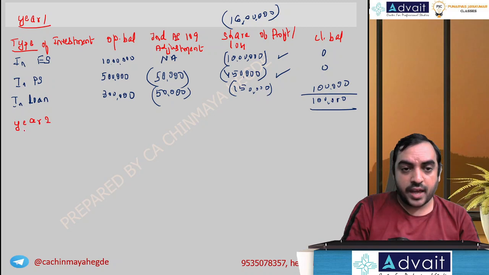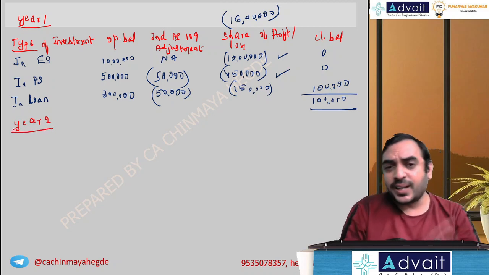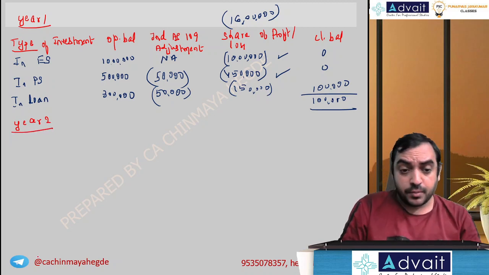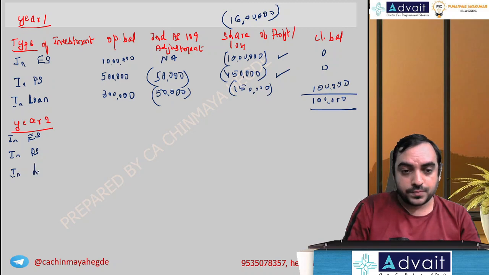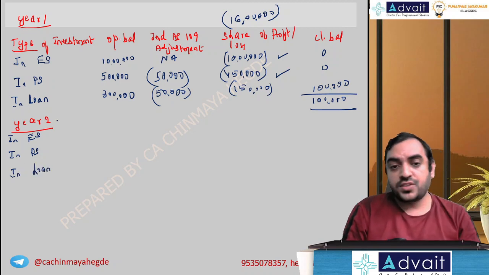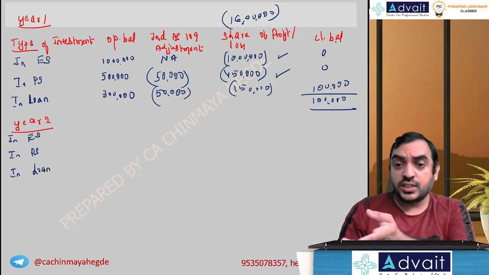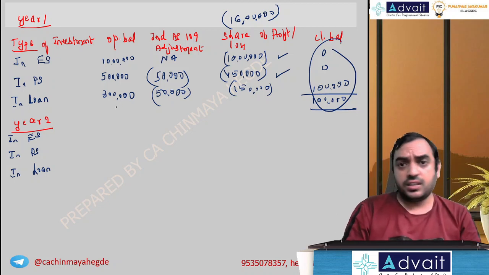Please write down parallelly along with me. The same headings will come. I don't repeat the heading, but this I have to repeat: investment in equity shares, investment in preference shares, investment in loan. The previous year's closing balance becomes the current year's opening balance. 0, 0, 1 lakh. Okay.